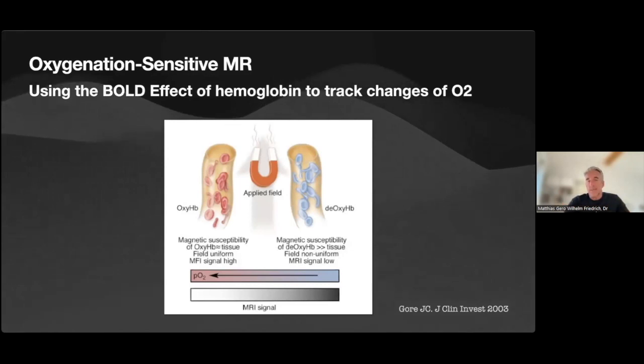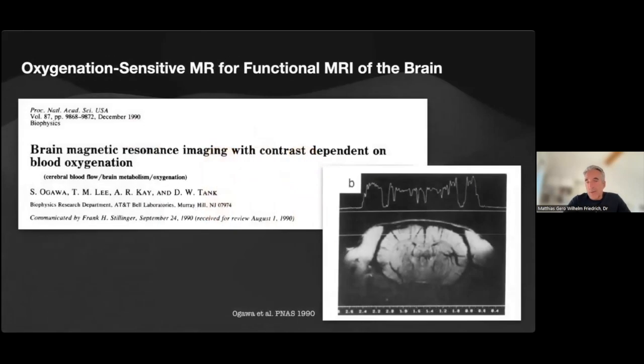So we started actually our first experiments where we just inflated a blood pressure cuff in the upper thighs and then watched what happens in the calf. And when we inflated the cuff above the arterial blood pressure, we could actually watch the signal go down as you have a deoxygenation of the tissue. So this has been used in the brain for functional MR since the early 1990s.